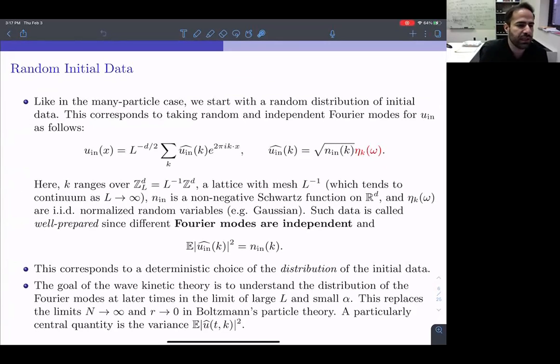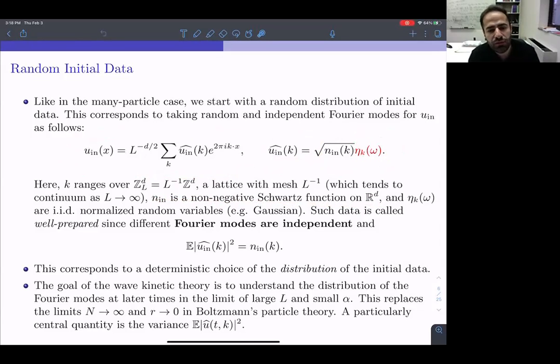So just like for many particles, or in the Boltzmann setting, we will start with a random distribution of initial data. So we'll take initial data for NLS, which is just the expansion of the initial data in terms of Fourier modes. But the key point is that I will take the Fourier modes to be random in a certain way. In Fourier space, the initial data is given by the square root of n initial at k, and this n initial will be a non-negative Schwartz function, for example. But we will randomize them.